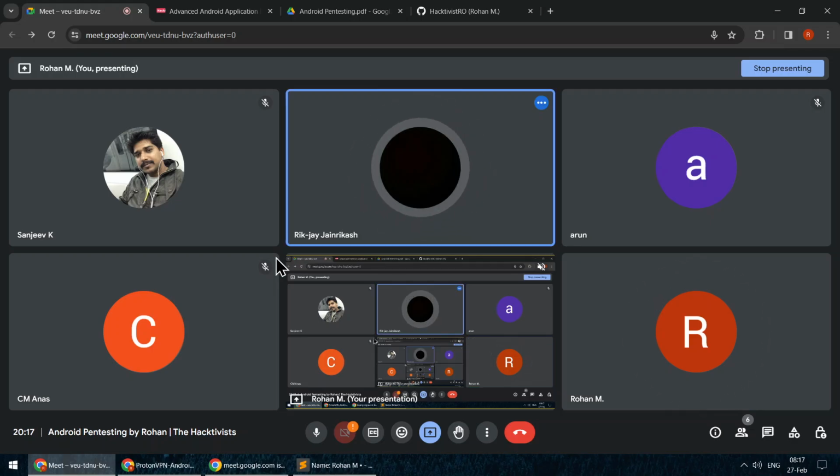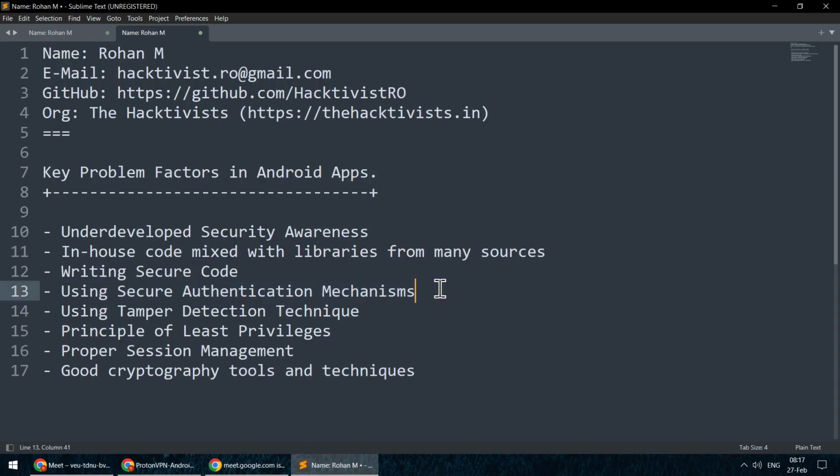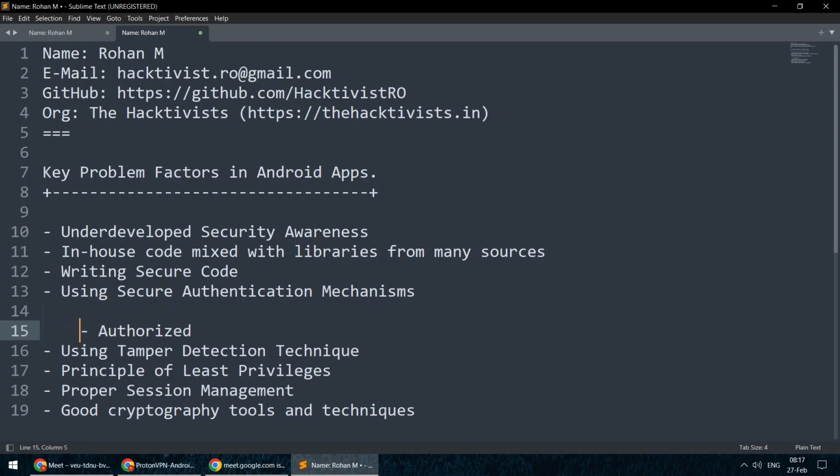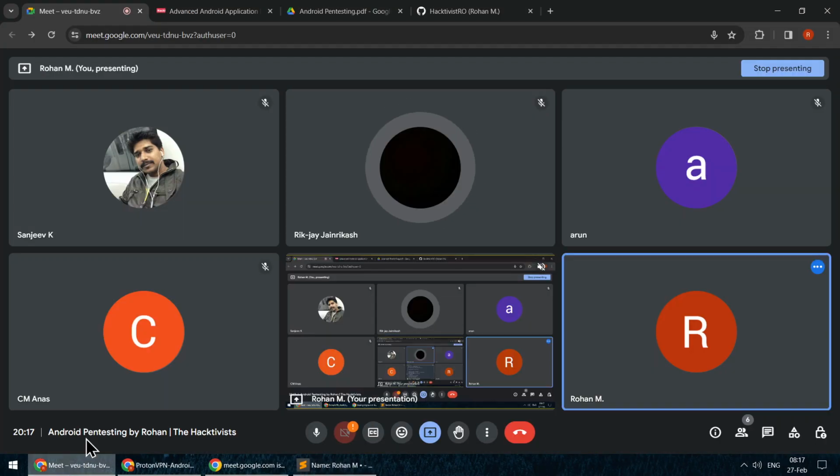Authentication means using the application as an authenticated user, a legitimate user of the application. First, present yourself that we are authorized to do a certain kind of action for this application. I will be noting down the two key terms that you have mentioned here. One is legitimate and another one is authorized.